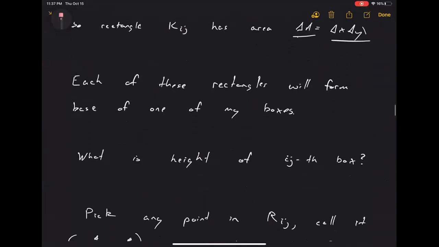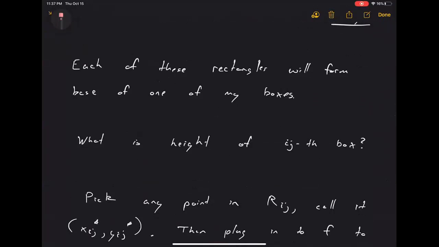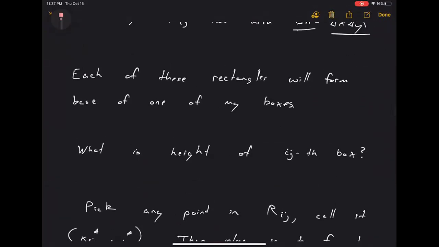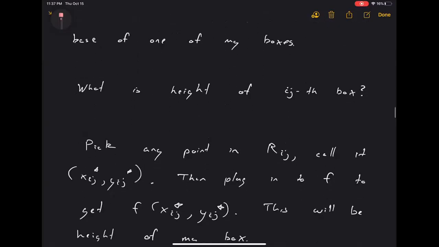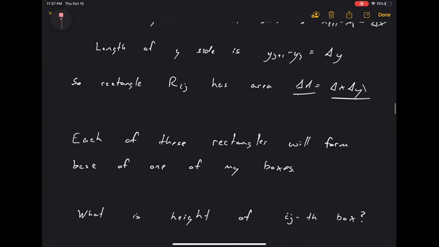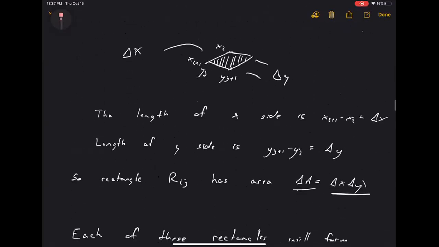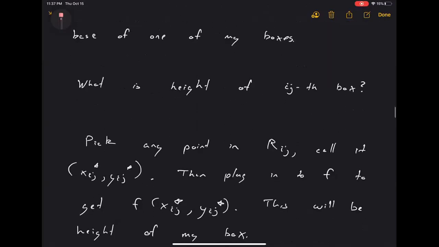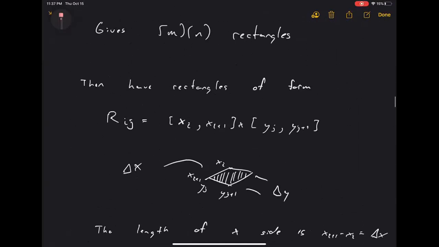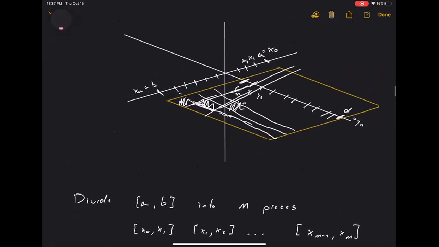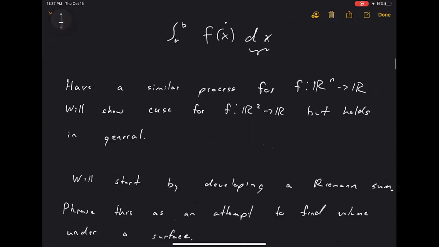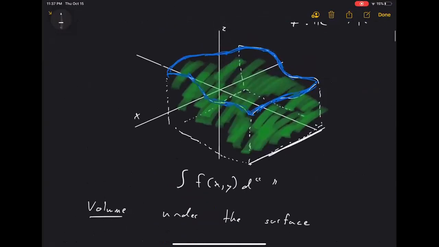And as we said already, each of these rectangles is going to form the base of one of our boxes. Now, what is the height? We can talk about the height of these boxes now. Okay, so let's stick with this rectangle ij. What is the height of that particular box whose base is that rectangle? Well, it doesn't really matter. We're just going to pick any point in our box. So kind of going back up to this curve here. Let's see if I can do this neatly.